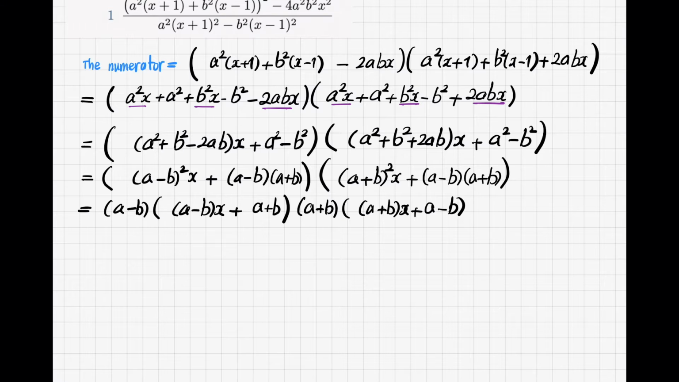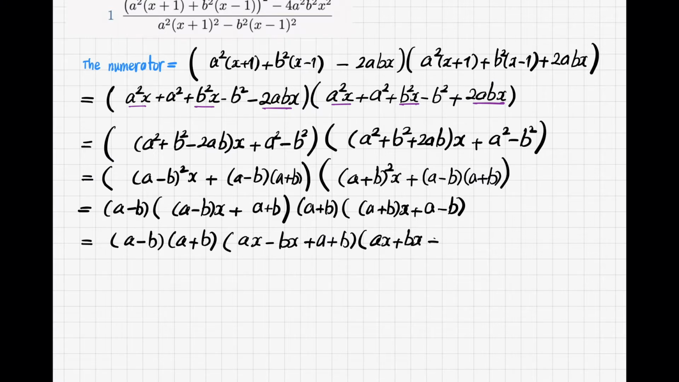I can see that this is equal to A minus B. Let me write it in a more proper way. So A minus B, A plus B, and then I can also multiply this here and also expand this here. So it becomes AX minus BX plus A plus B, and then I will have AX plus BX plus A minus B. Okay, so this is a factorization of the numerator. So I got four factors: A minus B, A plus B, and this expression and that expression.